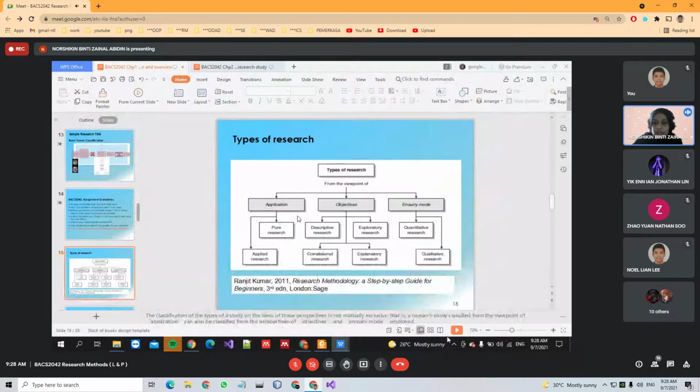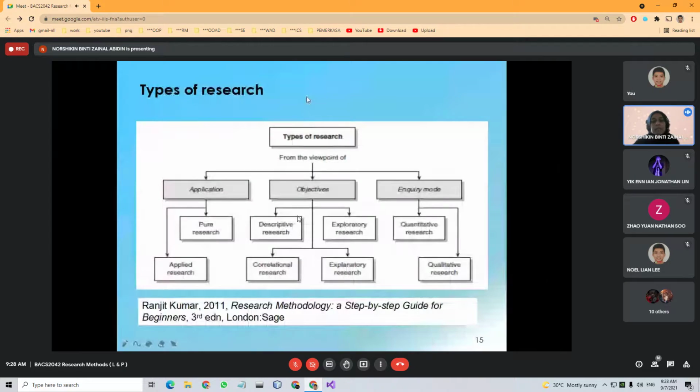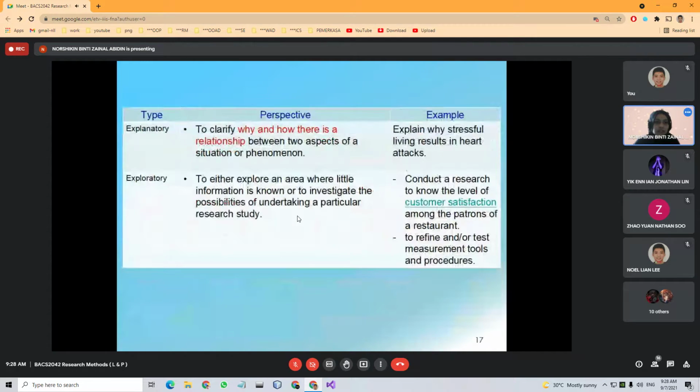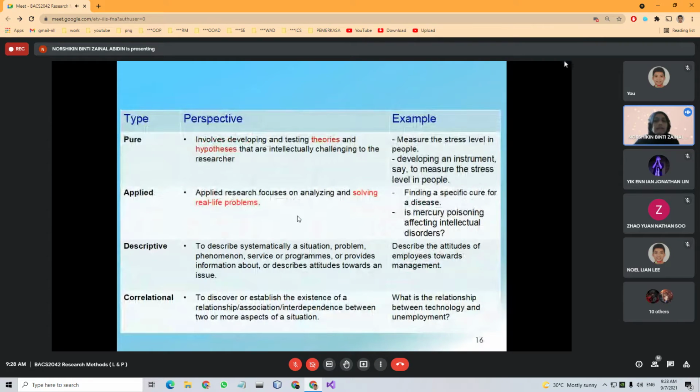So this is the types of research. Research can be classified into a few types. I think there are five or six types of research. I think it is very important for you guys to understand the types of research and what type of research you want to conduct.